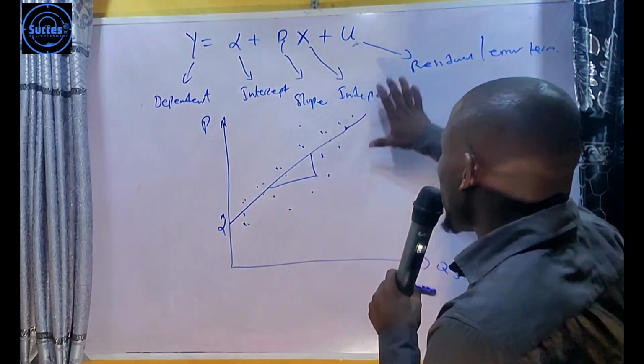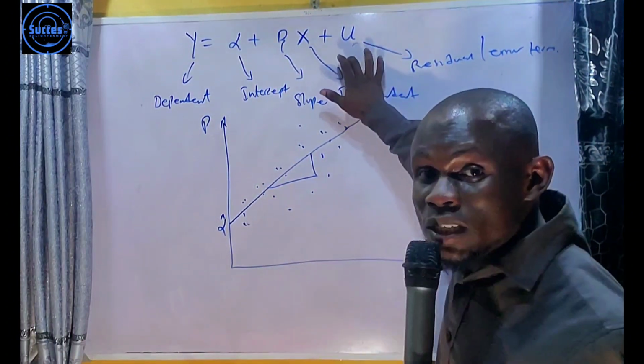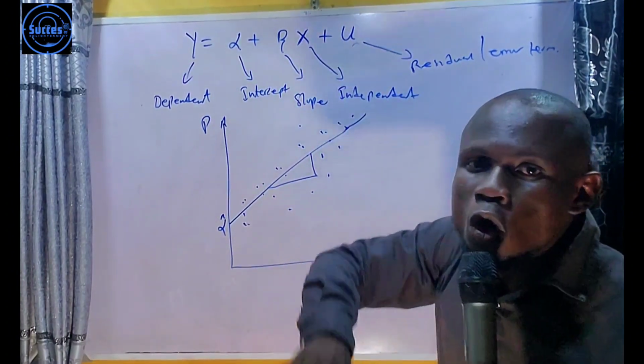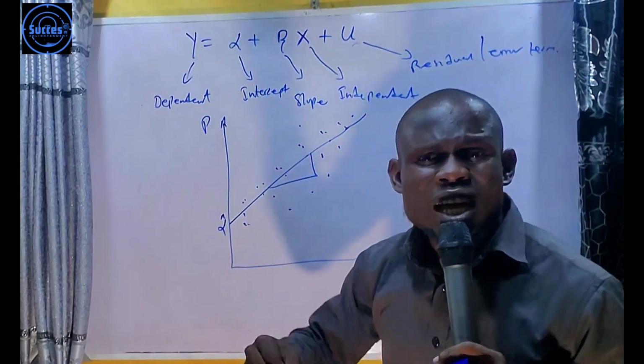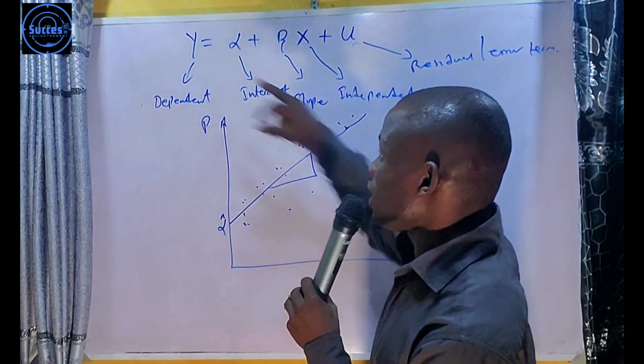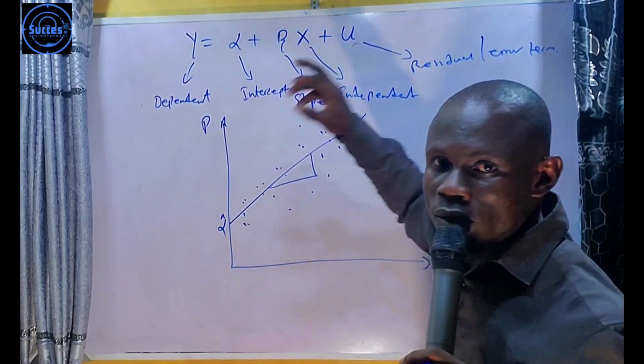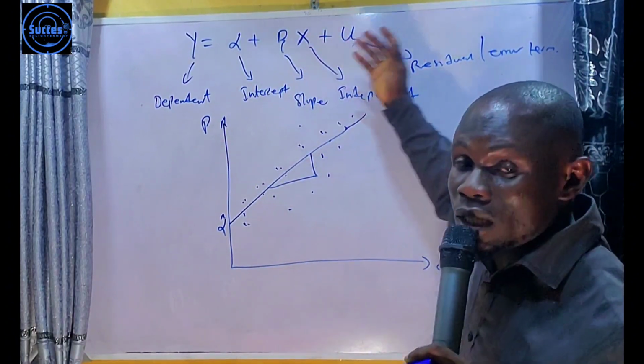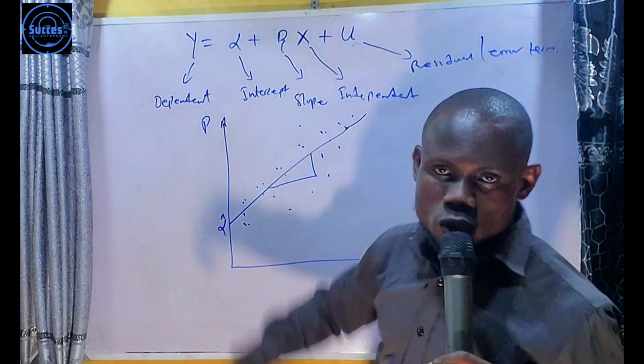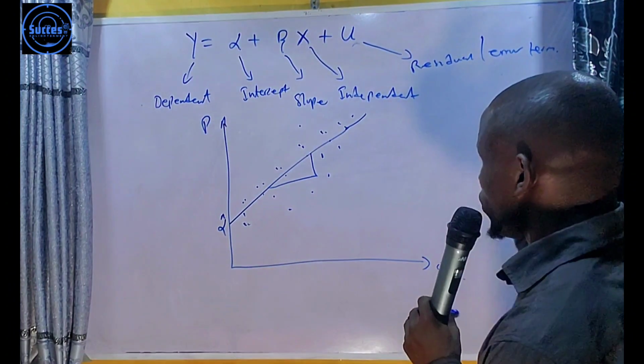So now this error term, which is the stochastic term, the residual value here, captures all other factors that affect the dependent variable that are not captured in this independent variable. That is what the error term captures. Alright, I believe this is well understood.